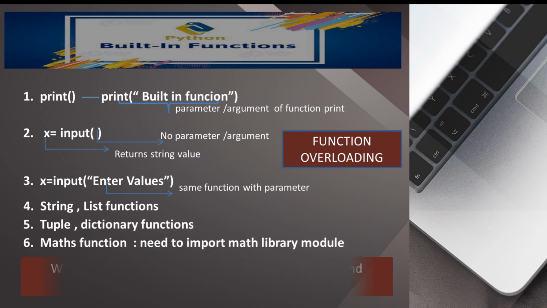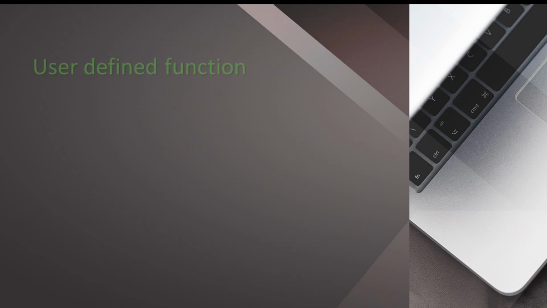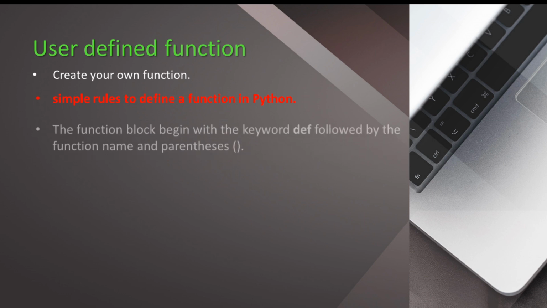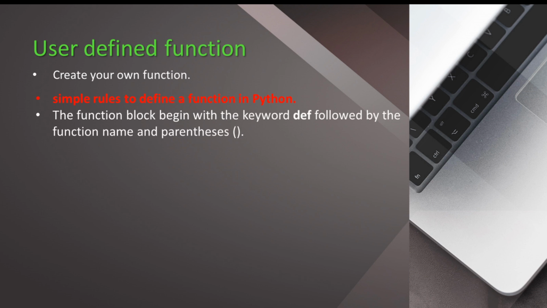Okay, so let us see how to define a function of our own, which will be known as a user defined function. User defined, as the name suggests, means the function which is defined by ourselves. So we have to create our own function. There are some simple rules to define a function in Python. The first rule is to use the def keyword to define a function block. Just as whenever we start a for block we start with the for keyword, similarly whenever we start a function, we start it with the def keyword.